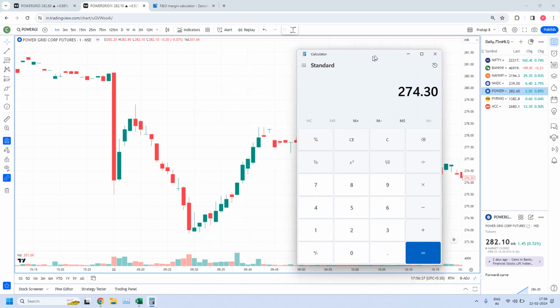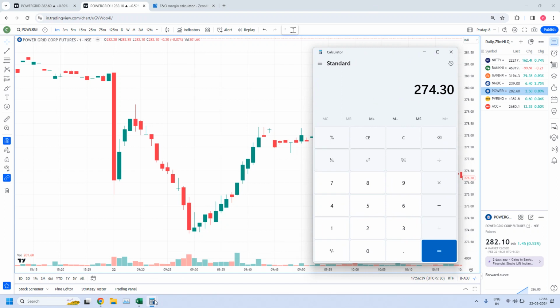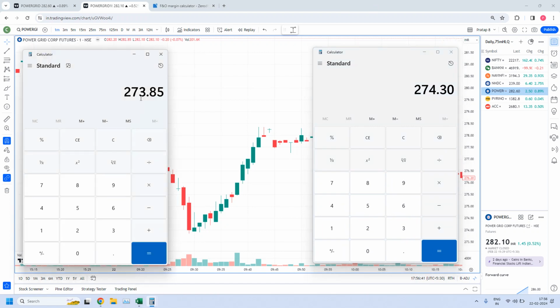$274.30. This is my futures price. At the time, what is my equities price? 273.85 paisa. What is the premium? Around 45 paisa. 45 paisa is the premium for a 273 rupees equity stock.